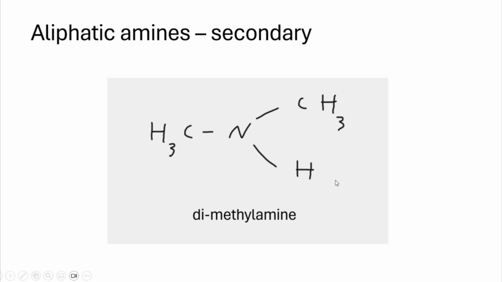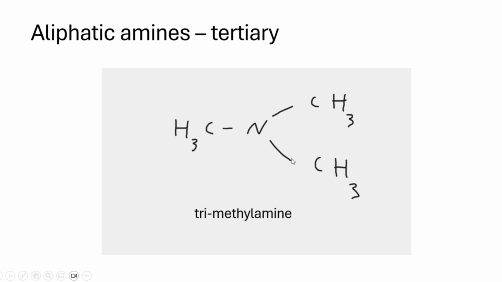This one's secondary. As you see, the other H has now been swapped out as well for CH3, so now you've got dimethylamine. That's going to be a secondary. And then you're going to get tertiary. Tertiary is when all three are swapped out for CH3, so you've got CH3, CH3, and CH3, therefore trimethylamine.